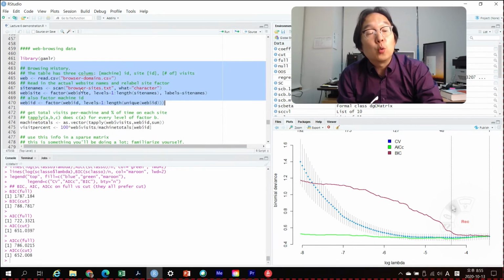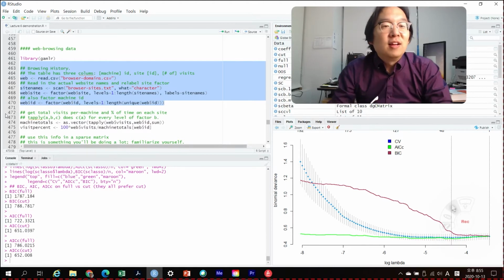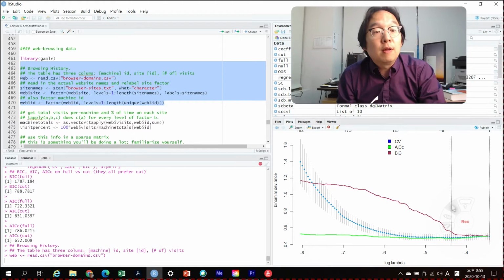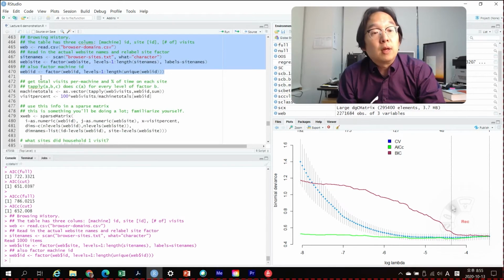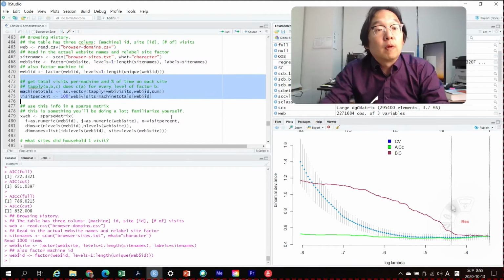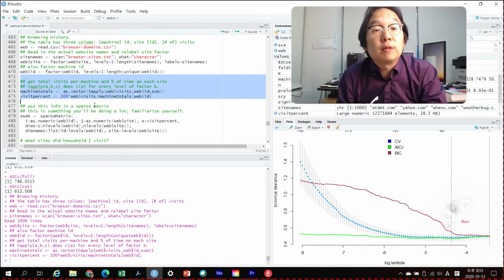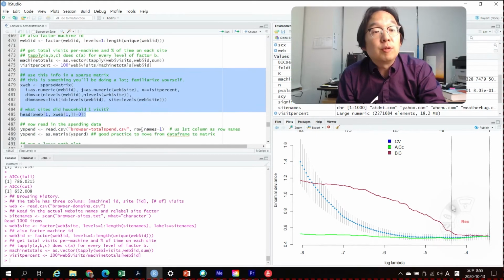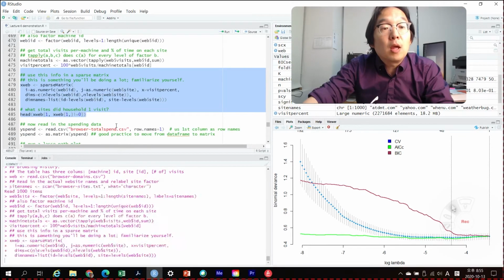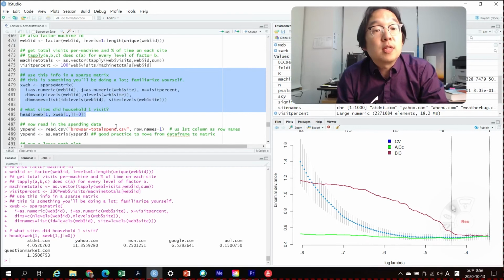So for the web browsing data, same package. I'm going to use that one and read in those data instead of semiconductor. Machine totals as vectors, that's what. Get total visits per machine and percentage of time on each site. Then use this information in a sparse matrix, like this. What sites did household 1 visit? Looking at your site visit history.